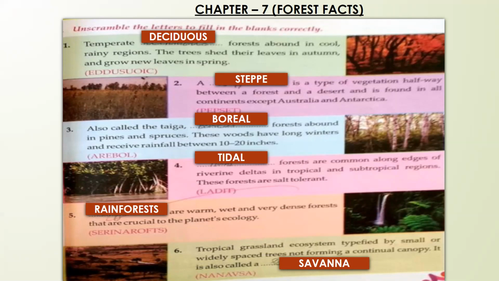And next is tropical grassland ecosystem typified by small or widely spaced trees not forming a continual canopy. It is also called a savanna.